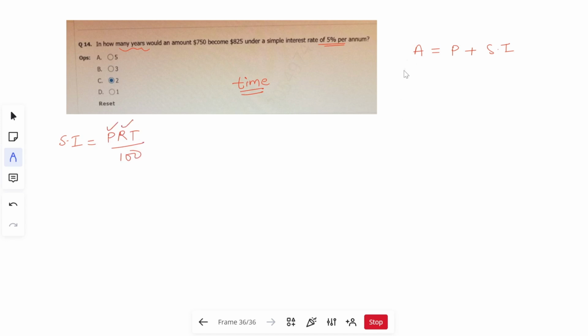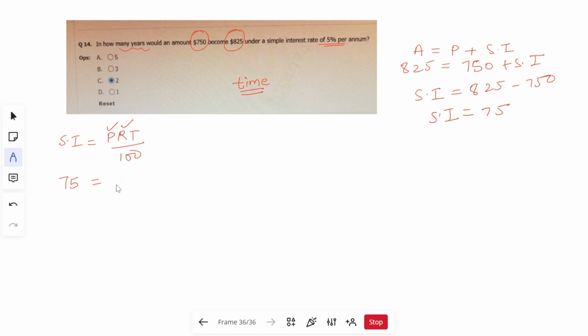Okay, so let's see. The total amount that is given to us is 825. It is already given to us in the question. Okay, so we will substitute it here. The principal amount that we had was 750, so I will substitute that, plus simple interest. Now let's try to find out what we will get. Okay, so see, simple interest we will try to find from here. So simple interest will be 825 minus 750, which is going to be 75. So from here we got the value of simple interest.